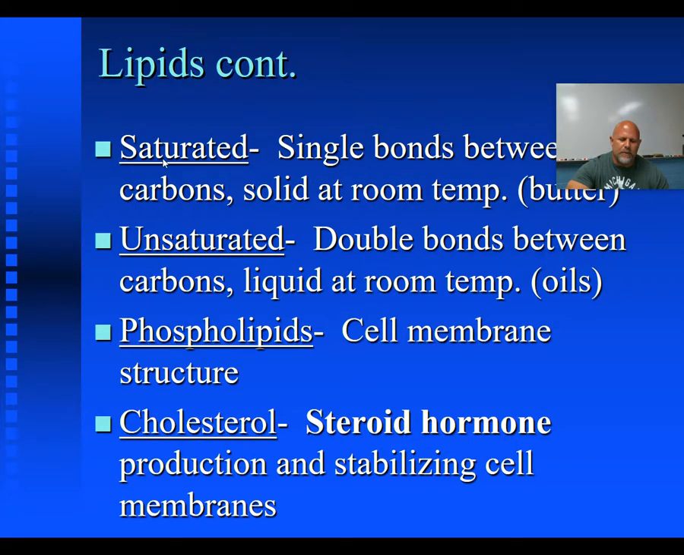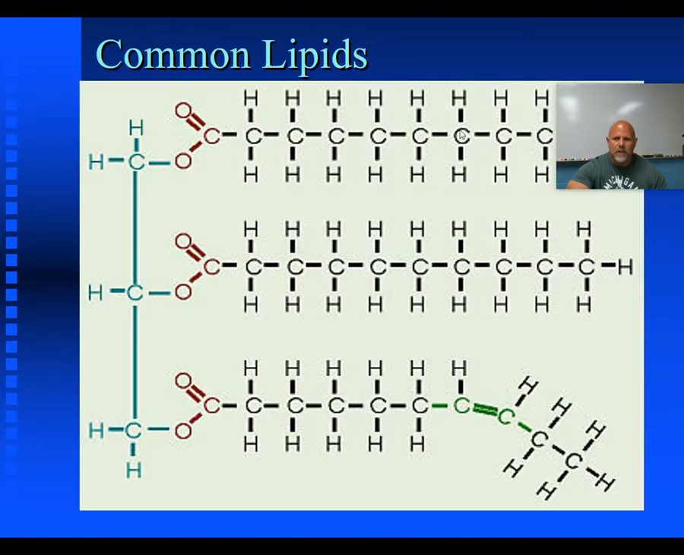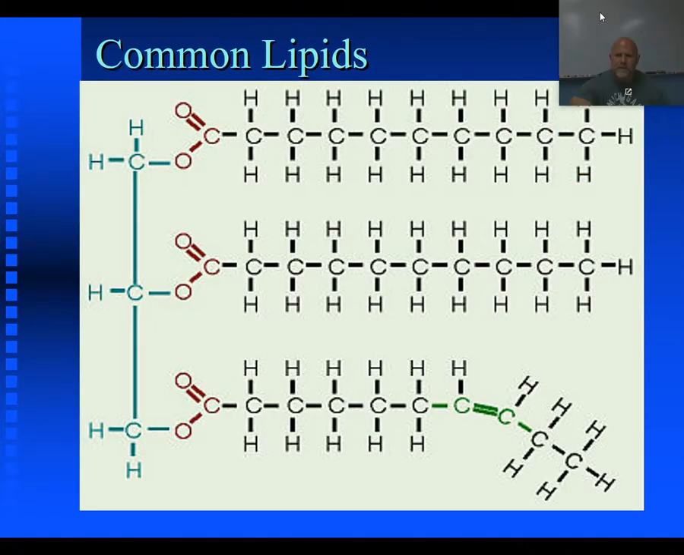It comes in a couple different forms, saturated and unsaturated, and we'll talk about that in a second. Cholesterol is also a type of fat. Cholesterol is going to be used to make all of our steroid hormones, and it's used for stabilizing cell membranes. So this is a typical triglyceride.